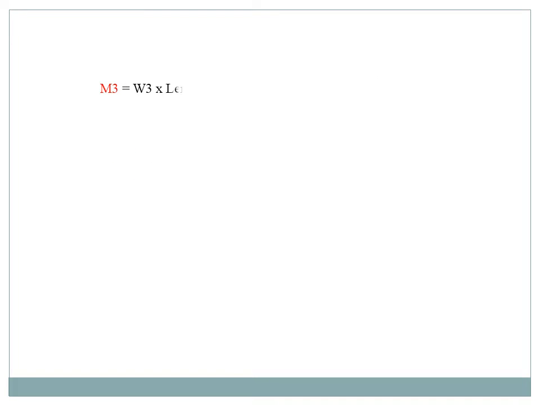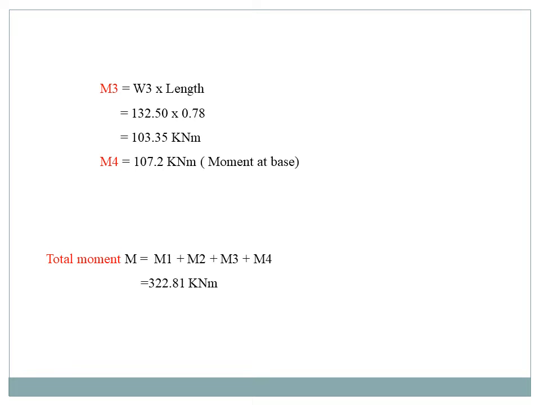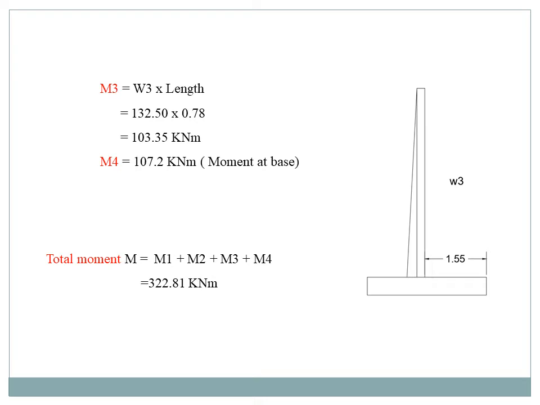Next, W3 value. Sorry, M3 is equal to W3 into length. So see the diagram. W3 is the soil area. This is also a rectangular portion. So 132.50 is W3 and length is 1.55 divided by 2. So 0.78. So 103.35 kilonewton meter.